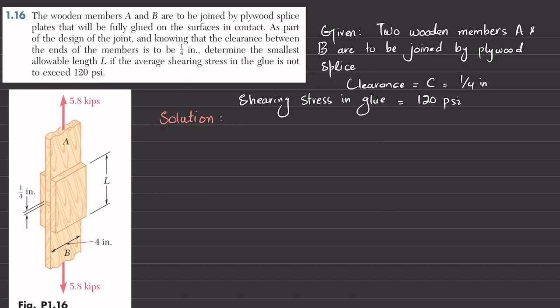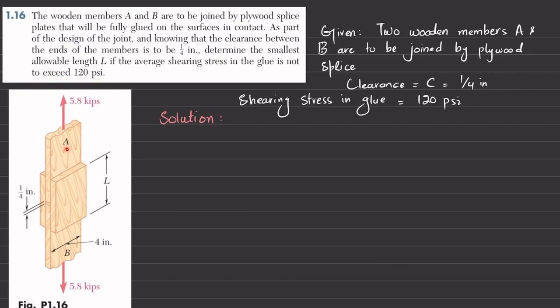Welcome back. Problem 1.16. So statement is the wooden members A and B are to be joined by plywood splice plates that will be fully glued on the surface in contact. As a part of the design of the joint and knowing that the clearance between the end of the members is to be 1/4 inch, determine the smallest allowable length L if the average shearing stress in the glue is not to exceed 120 psi.